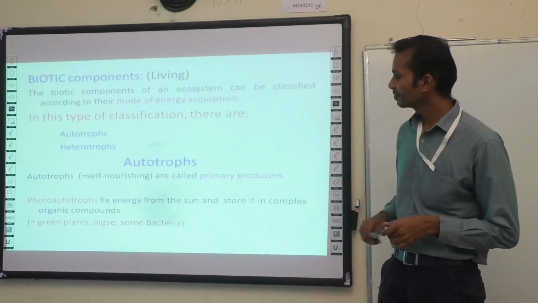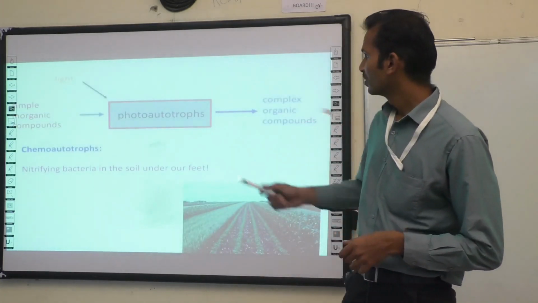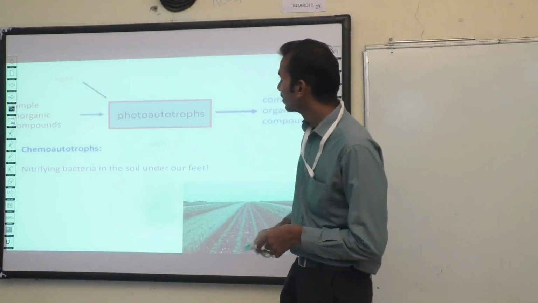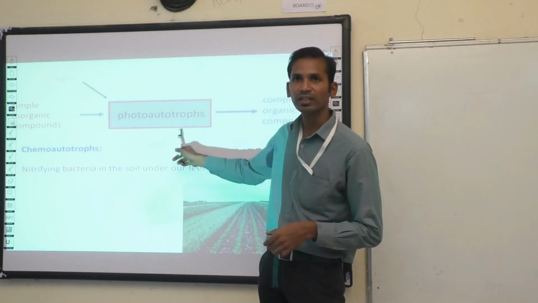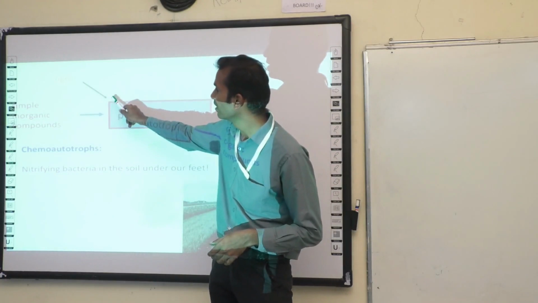So next one is, so here you could see these photoautotrophs, here it will have some chlorophyll pigment. So it requires light.